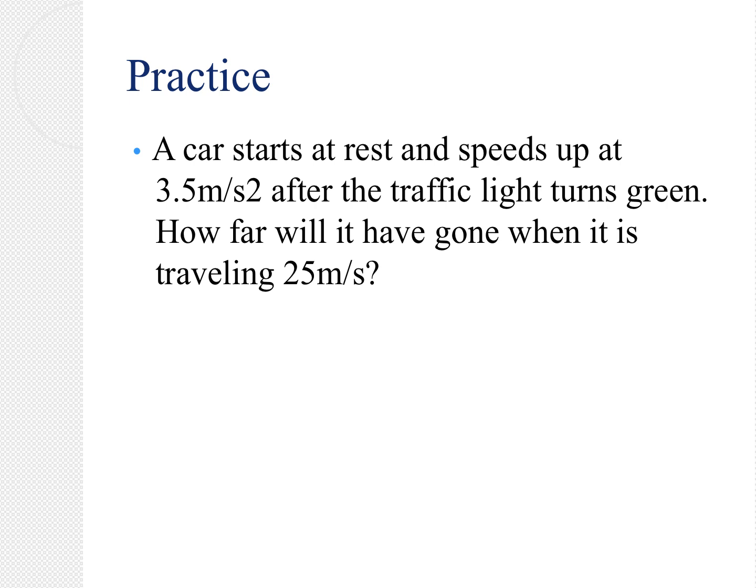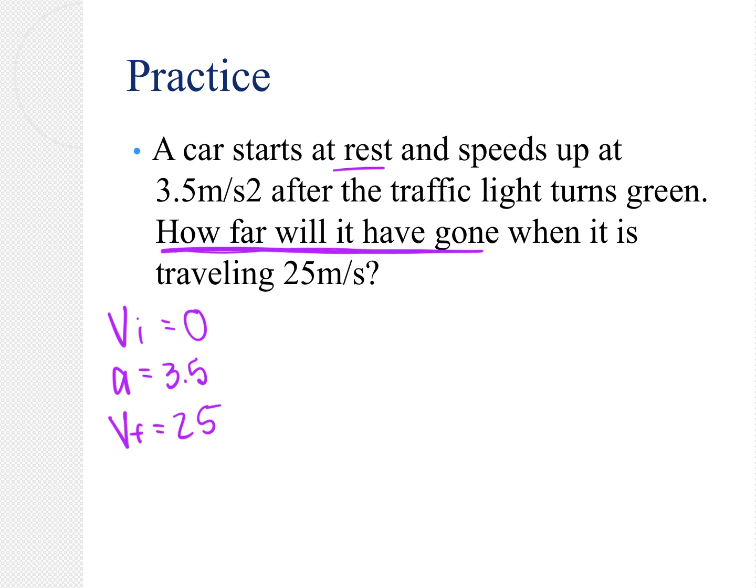All right, here we go. We're almost done, I promise. A car starts at rest. What's that tell us? Initial velocity is zero because it's starting from rest. It speeds up at 3.5 meters per second squared. That would be acceleration. After the traffic light, how far will it have gone when it is traveling 25 meters per second? What variable does that mean I'm solving for? XF, or displacement. Good. That's my question mark. What do I always know about XI? It's zero. I don't very often put that in my list because I just know it's zero, but you can. I won't list it very often.